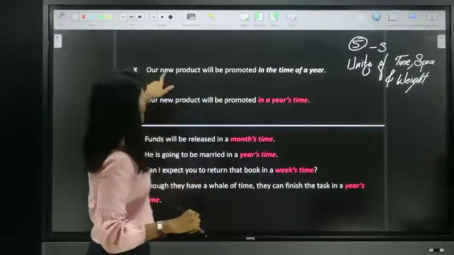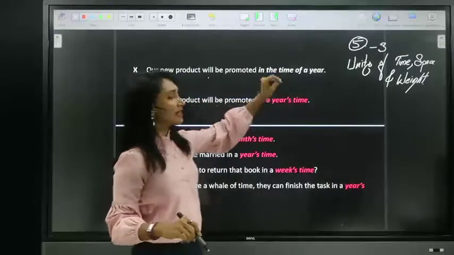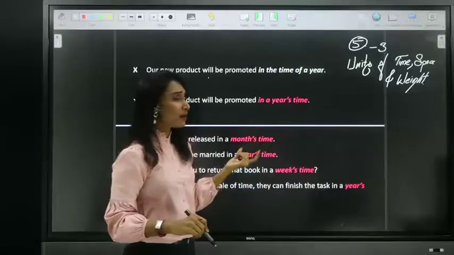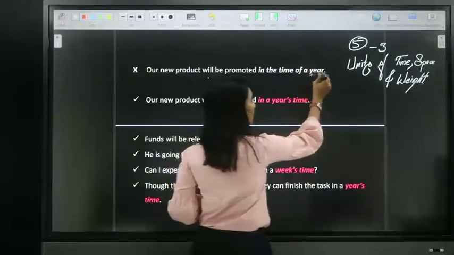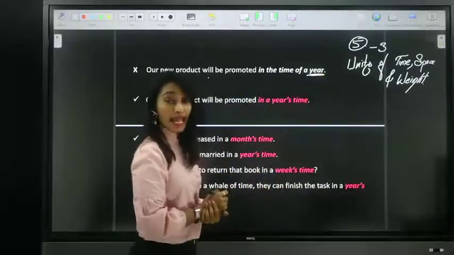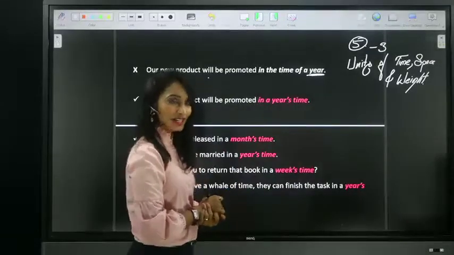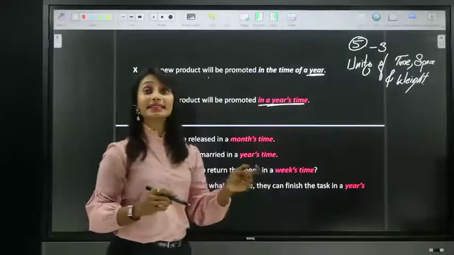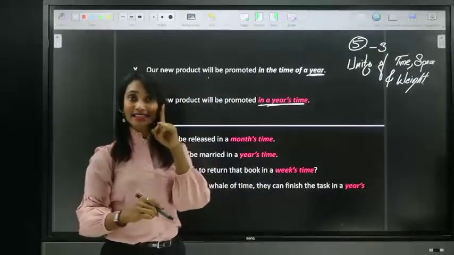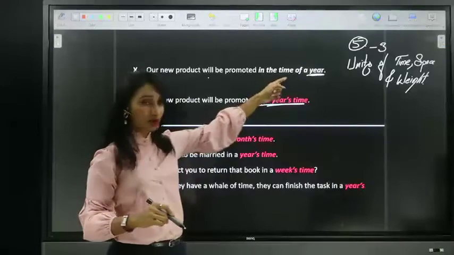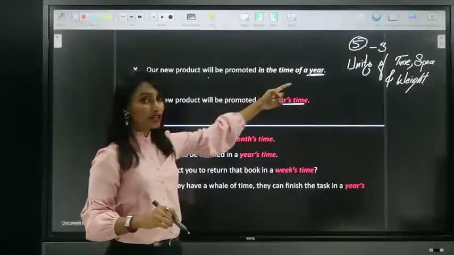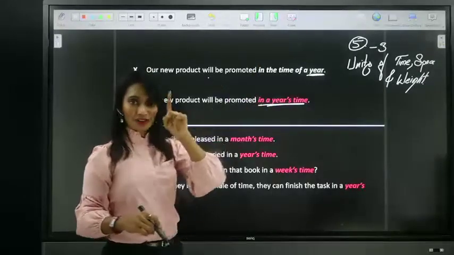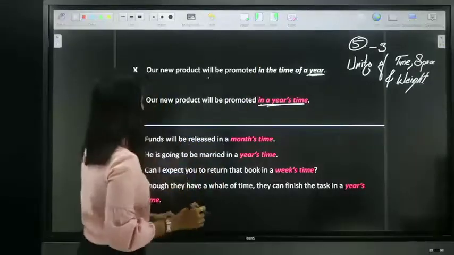Now, our new product will be promoted in the time of a year. Here we have used a unit of time. What is that unit of time? Year is a unit of time. Hence, we can give possession to year and we can write it this way: in a year's time. One year, because you're talking about a year. So "in the time of a year" should be replaced with "in a year's time". We are talking about one year. So, look at these examples.